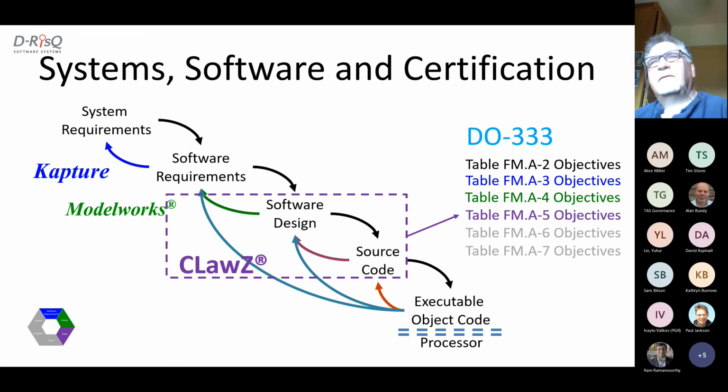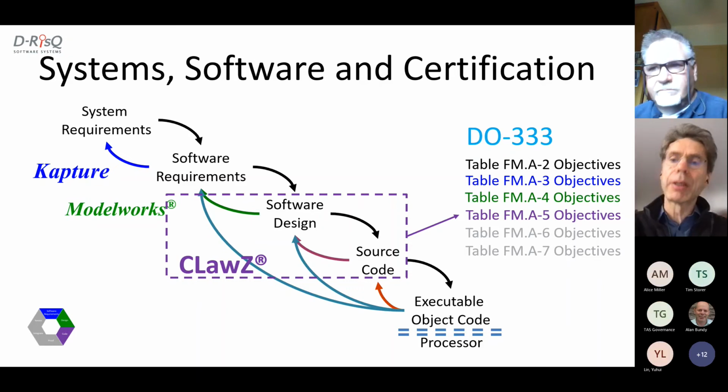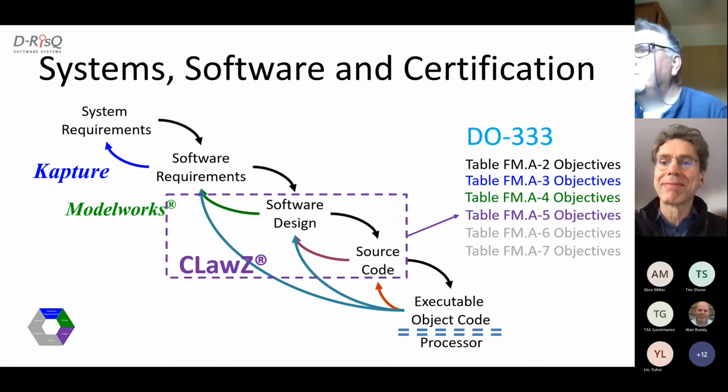But again, if you are following the testing approach of D-RisQ, you still have to do testing to show that the source code satisfied the design. So you can't get away from it in terms of verification objectives in D-017HC, D-0333, or indeed any of the other standards. Okay, great, thank you. No problem.